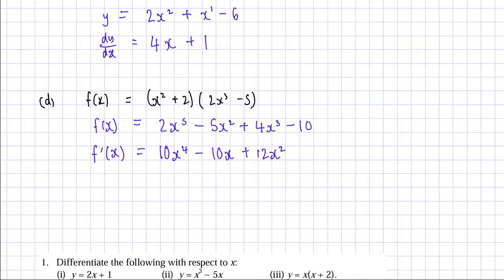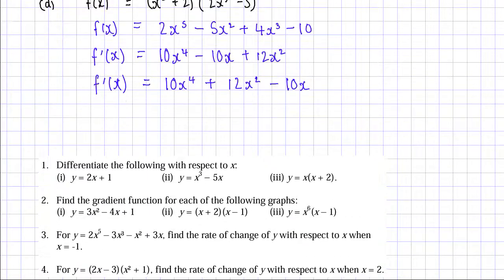0 here. Now you can rewrite this again, because you might want to put the highest powers coming first. So you can say f dash of x is equal to 10x to the power of 4 plus 12x squared minus 10x.